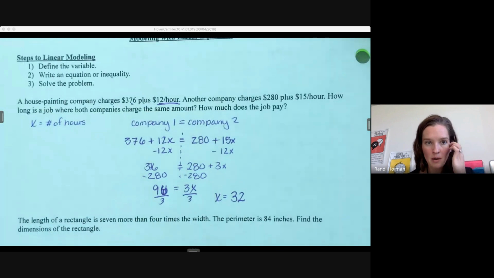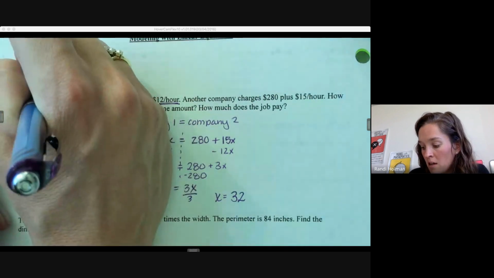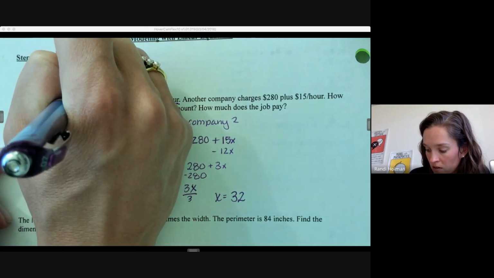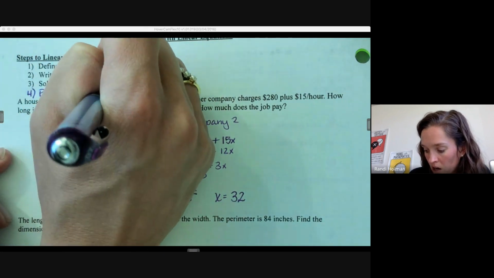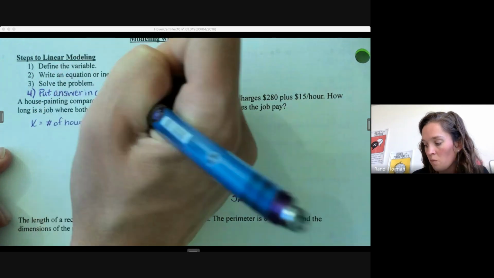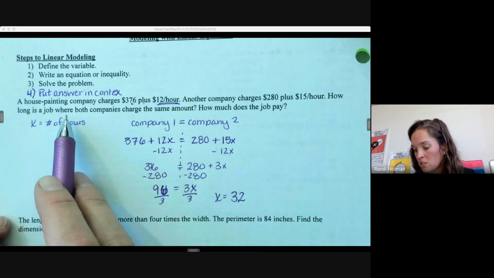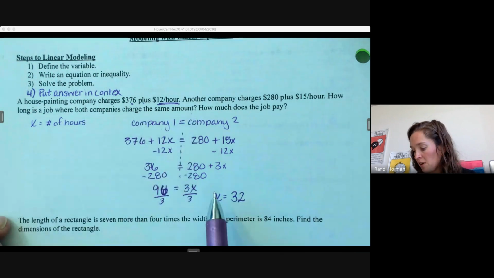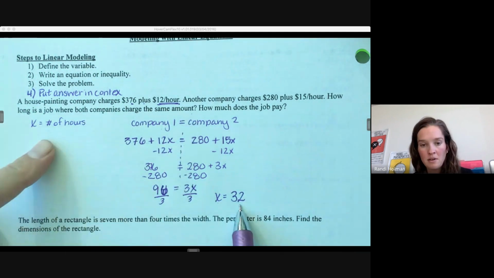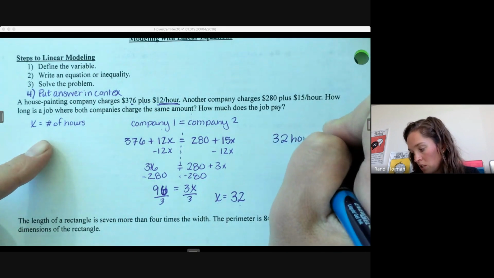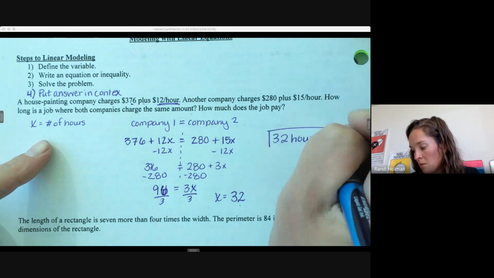So once we've solved the problem, there's really a step 4 here, and we're going to put the answer in context. So what does it mean in the context of this situation here? So for this here, we're asked two questions. One, how long is a job where both companies charge the same amount? Well, we just found X is 32 and X is the number of hours. So it takes 32 hours for them to cost the same amount.